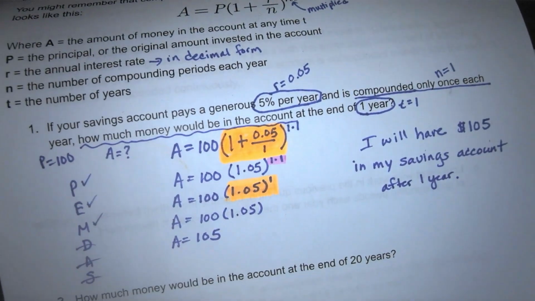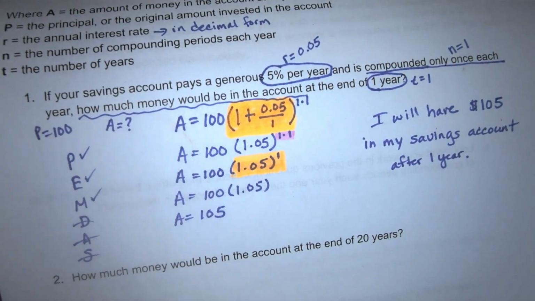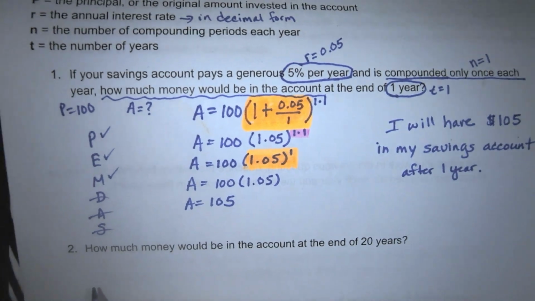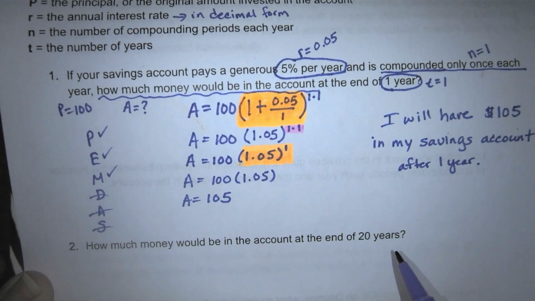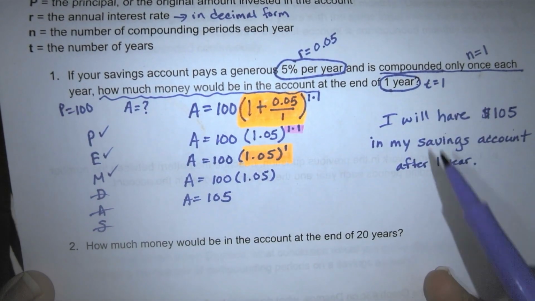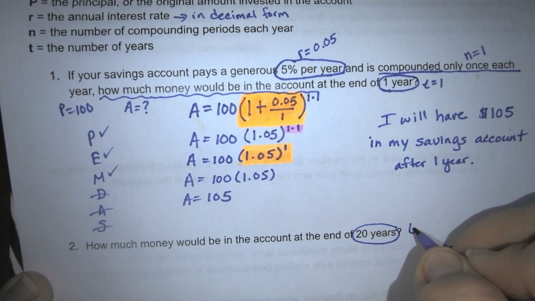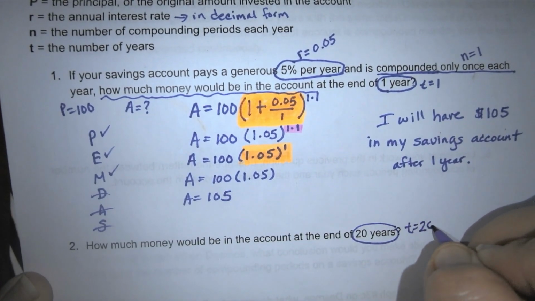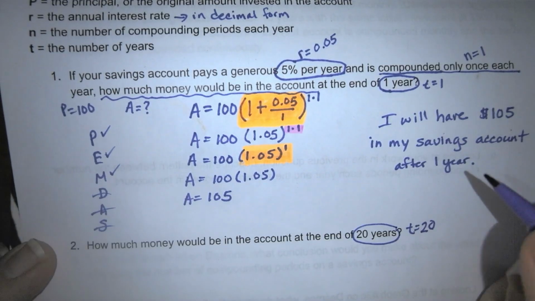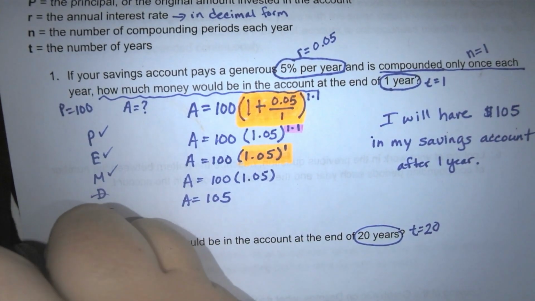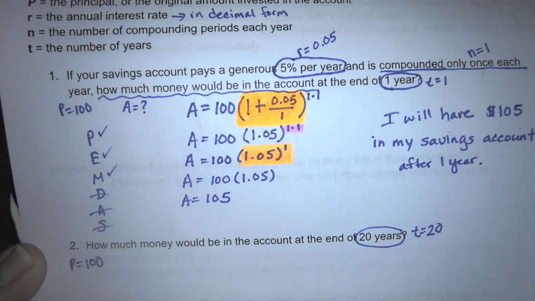So the next question is going to have us use the same bank account information, but they want to know how much money would be in your account at the end of 20 years. So instead of the end of 1 year, I'm now going to do 20 years. So instead of T being 1, T is now going to equal 20. But it's the same bank account. So I'm going to have the same initial investment of $100, same principal amount.